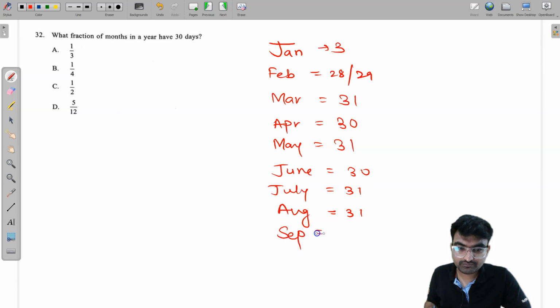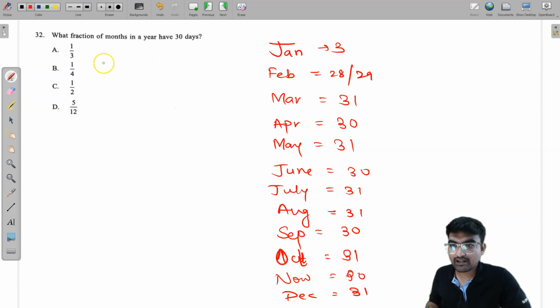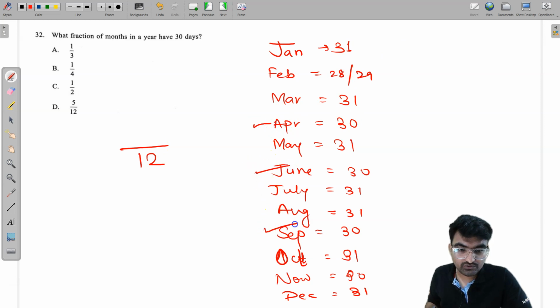September 30. October 31. November 30. And December is 31 days. Right? So what fraction of months in a year have 30 days? So out of 12, how many are 30 days? 1, 2, 3 and 4. So 4 out of 12, that is 1 by 3. So option number A is the correct one.